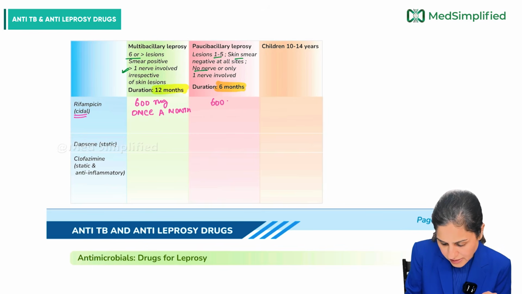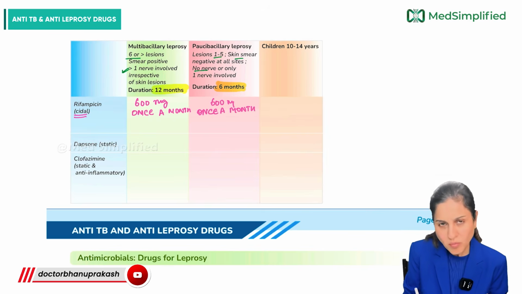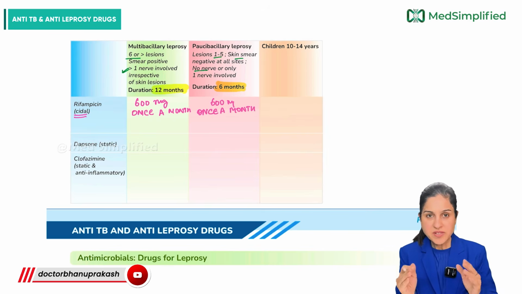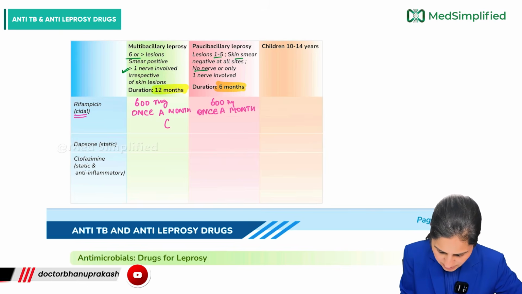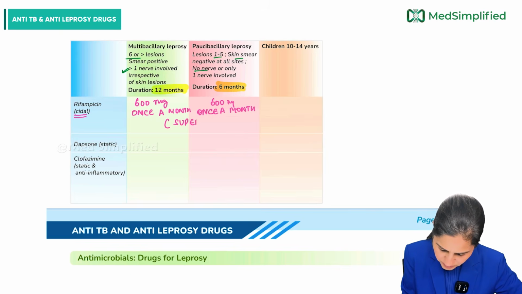Here also 600 milligrams once a month. Both. So, obviously, if it is just once a month, it can be supervised. So, these are both supervised.